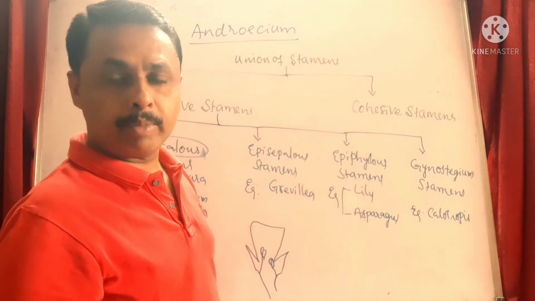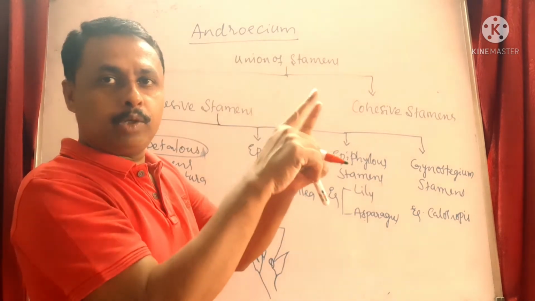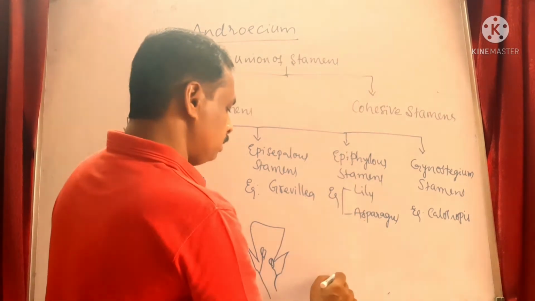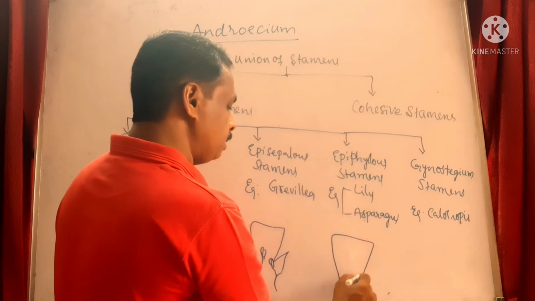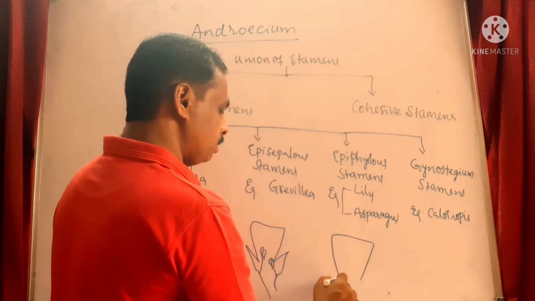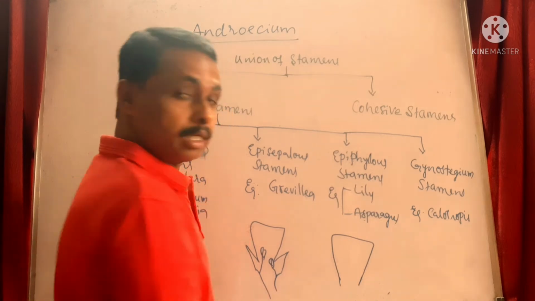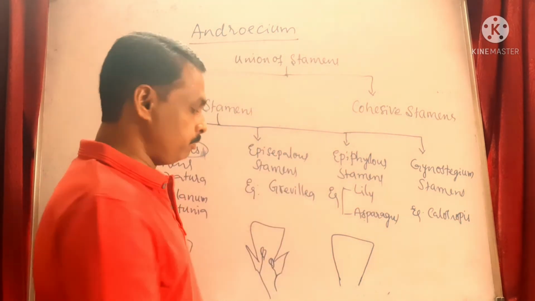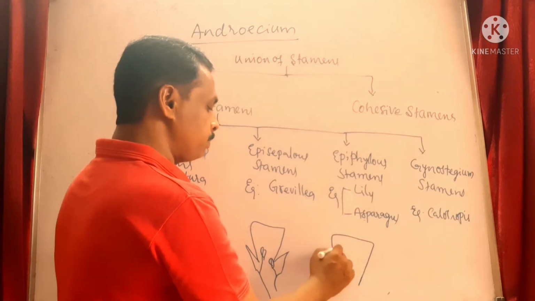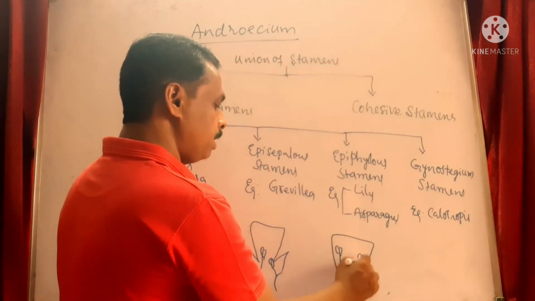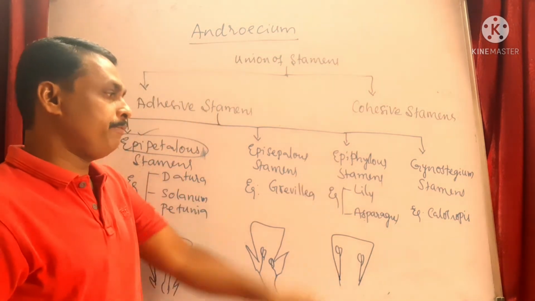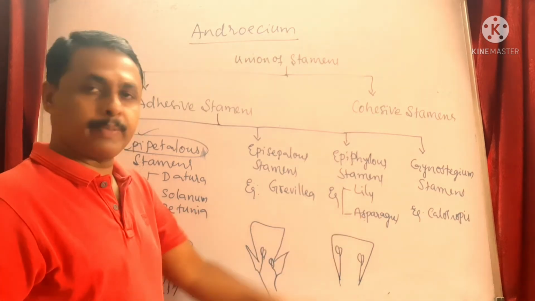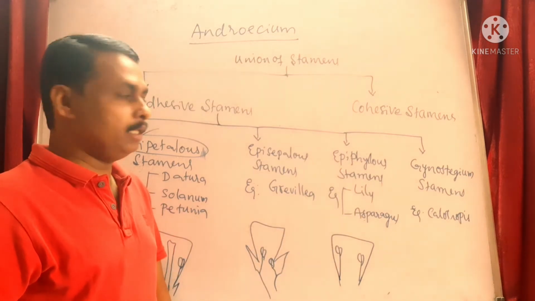Epiphyllous. See, in monocot members, the calyx and corolla are united together and form perianth lobes, right? So that means the stamens are attached to perianth members. Perianth means both the calyx and corolla are united together and form a single accessory structure which is called perianth. To the perianth, these stamens will be attached. That's why it is called epiphyllous. That is seen in Liliaceae, a monocot member, asparagus. So these are the examples for this category.